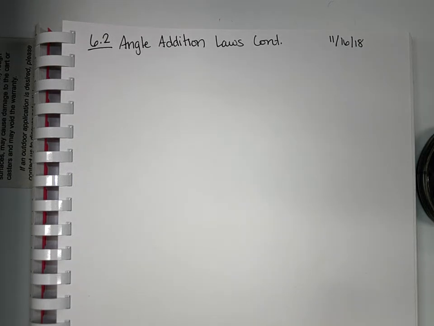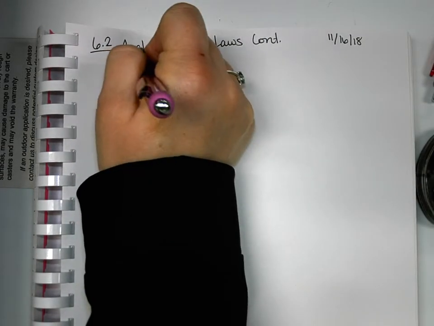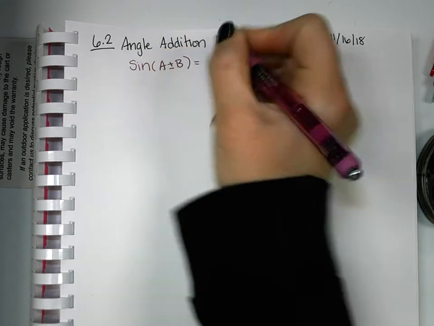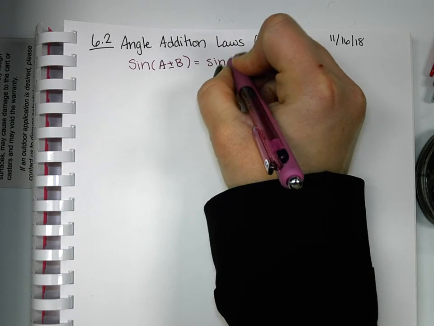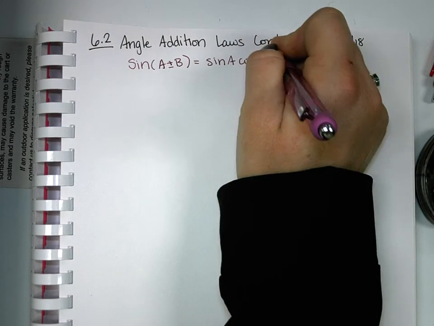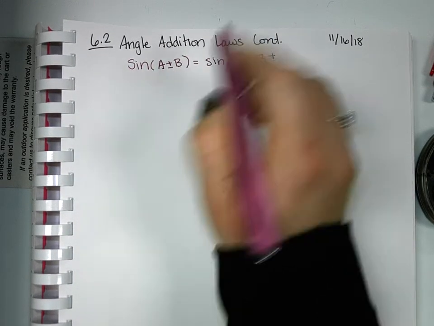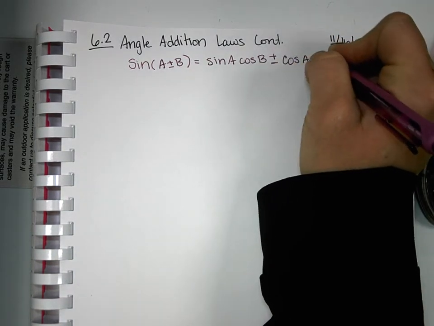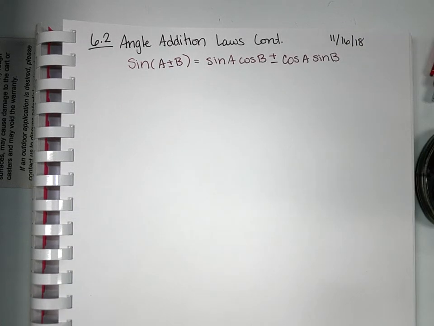Okay, so for tonight's lesson, we're going to continue with our angle addition laws. Just to recap what those were, we have our sine of A plus or minus B. These followed the same pattern of sine A cosine B. When it was A plus B, we had a plus in between. When it was A minus B, we had a minus in between. But the pattern otherwise, cosine A sine B, was the same. So that was our angle addition for sine.